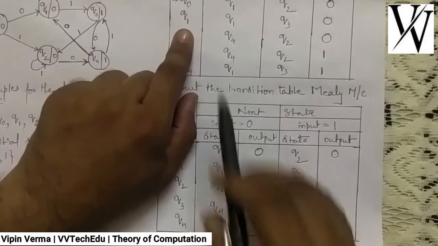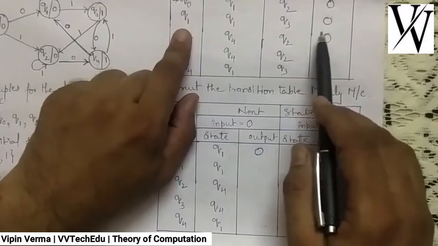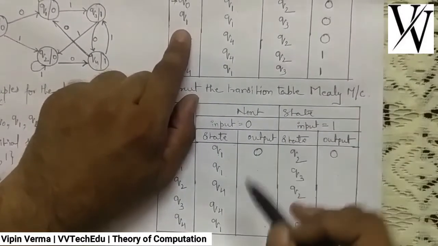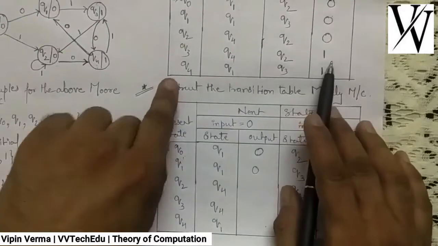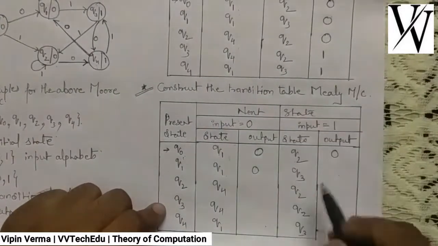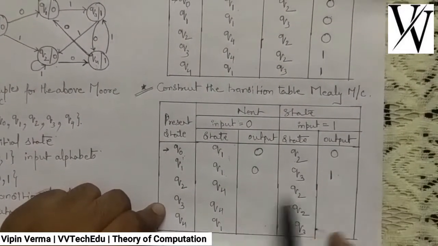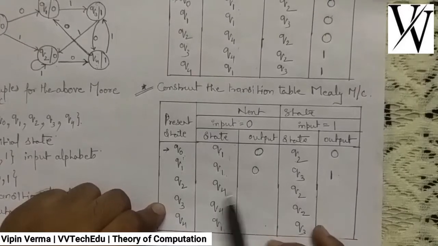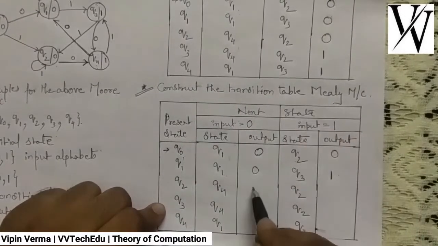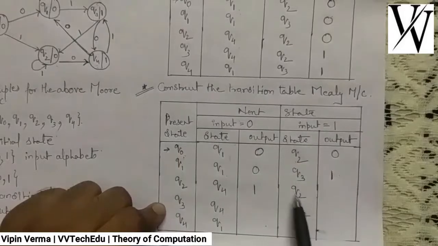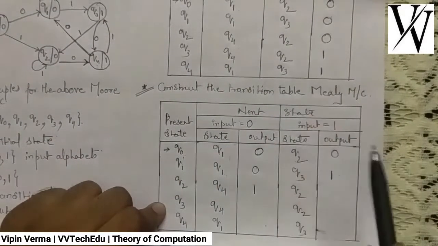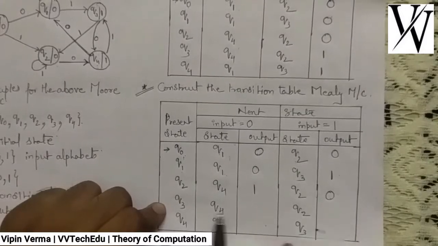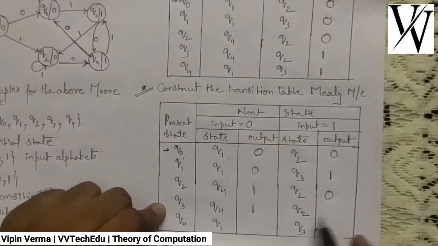At Q1 state the output corresponding to the Q1 state is 0. So just write down 0. At Q3 state the output is 1. So just write down 1. Similarly we have to write it for all the states. What is the output of Q4 state? The output corresponding to Q4 is 1 and the output corresponding to Q2 is 0. So just write down 0. Q4 for 1, Q2 for 0.